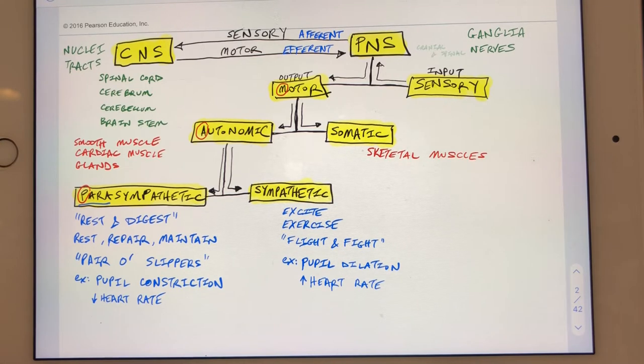Whereas autonomic and somatic systems are not necessarily mutually exclusive. I can use both of them simultaneously. And here's the example that I like to use. You'll recognize it as mine because it involves zombies.